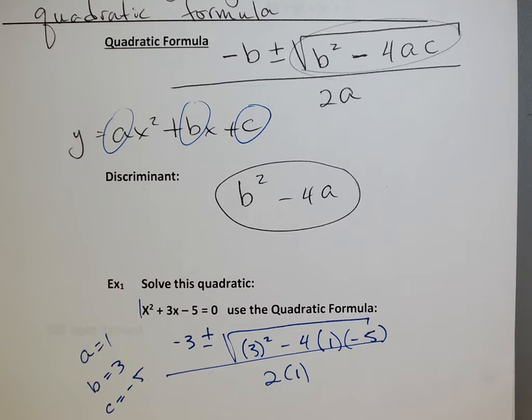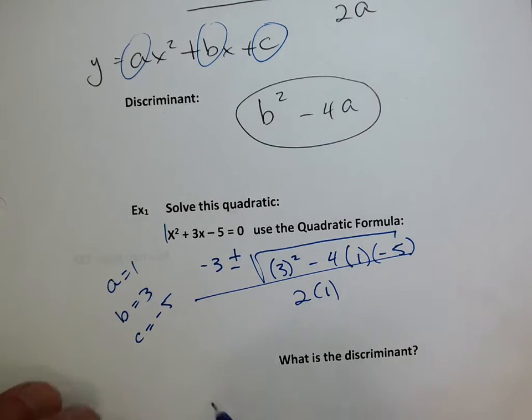Plus or minus b squared, so I put my 3 right there, 3 squared, right? Minus 4, that's part of the formula, it's right there. A is 1, so I put 1 right there, times c, which is negative 5, so I put negative 5 right there. All over 2 times a, and I put a 1 there. That's all I'm doing, plugging the numbers into the spot. Thumbs up, does that make sense? So now it's just a matter of doing the math. It's this easy.